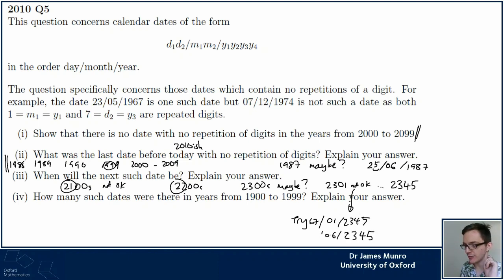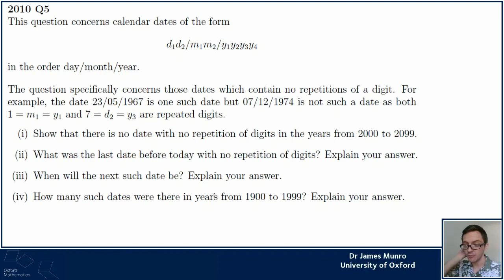I can't use 2, 3, 4, or 5. And actually, it turns out there is a day in here because I've still got a 1 and a 7 are the smallest 2 numbers left over. So I could have the 17th. I'm using the smallest numbers available to me at the moment to build the 17th of June, 2345. That's the next date that doesn't have any repeats in its digits.